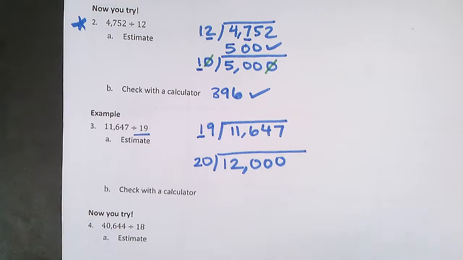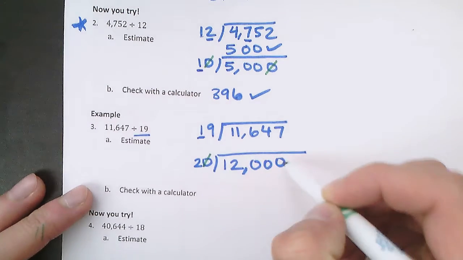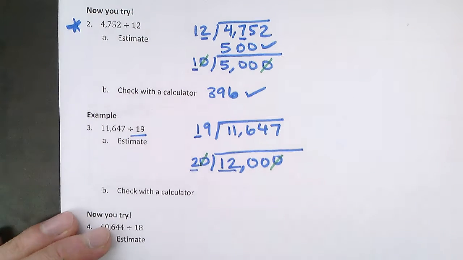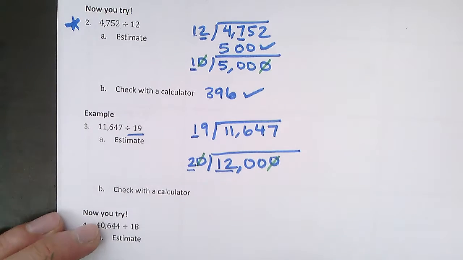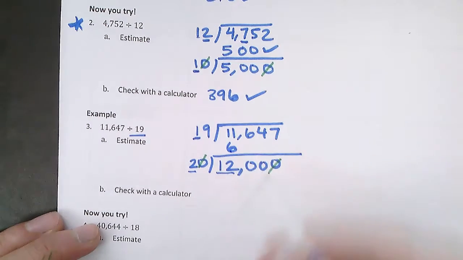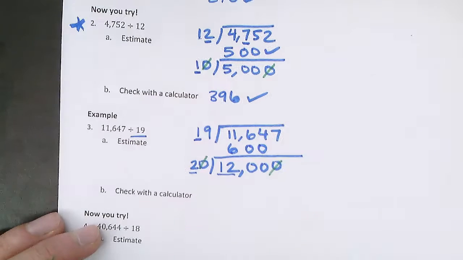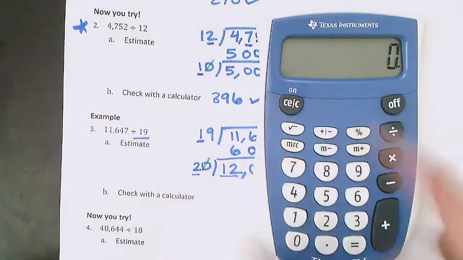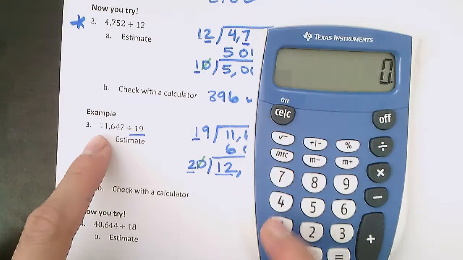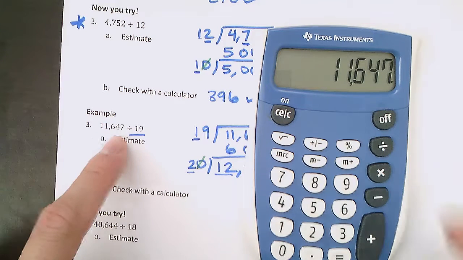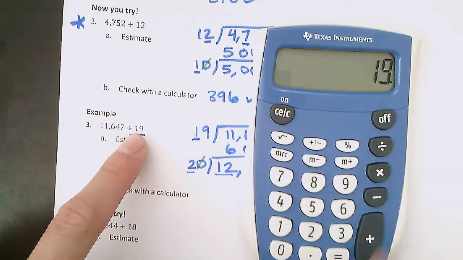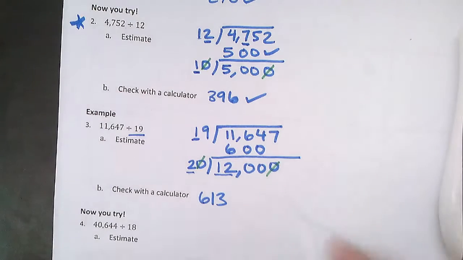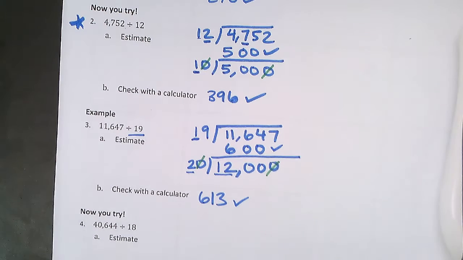And I cancel out any zeros that are in both. So I cancel out 1 here and 1 here. And then I think to myself, 2 and 12. How many times can 2 go into 12? 6 times. And I keep the zeros. So my estimate is 600. Let's check this with a calculator. 11,647 divided by 19. I got 613 is the actual answer. My estimate was 600. These are very close. Good for us.